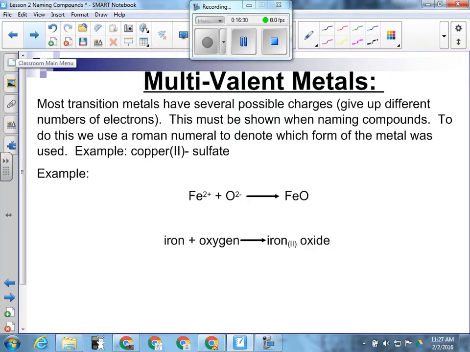Well, this presents a problem, because two things then could have this name. That means there could be two compounds with that name. This one or this one. It depends whether iron gave up 2 electrons or gave up 3.